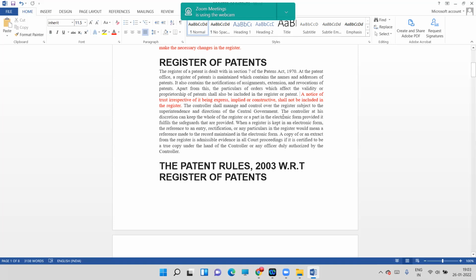The controller at his discretion can keep the whole of the register or a part in the electronic form, provided it fulfills the safeguards that are provided. When a register is kept in an electronic form, the reference to an entry, rectification, or any particulars in the register would mean a reference made to the record maintenance in the electronic form.